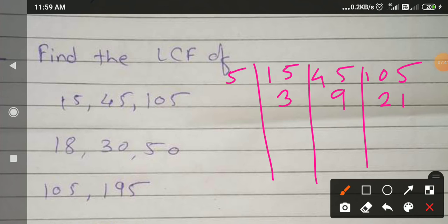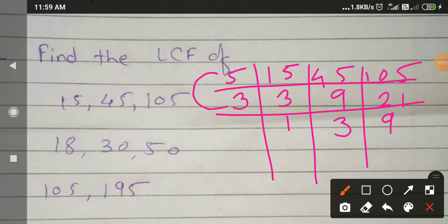Again these all numbers are divisible by 3. So 3 1s are 3, 3 3s are 9, 3 9s are 27. Now here we got it. The common factors: 15, 45 and 105 are divisible by 15. 15 1s are 15, 15 3s are 45, and 15 7s are 105. So here these numbers give this HCF. If you want to find the HCF, I will tell you both.